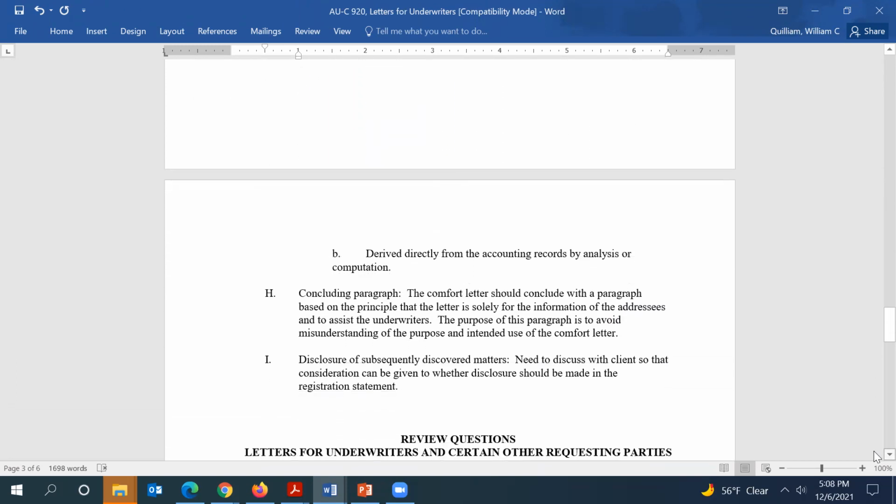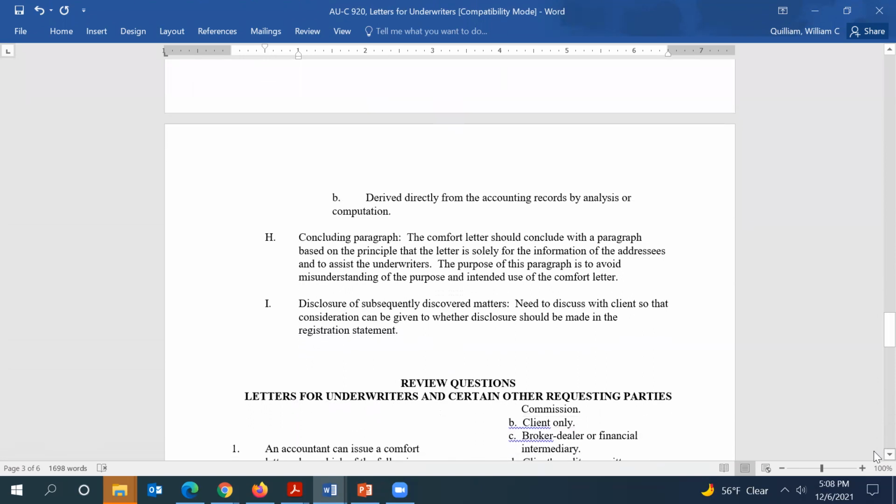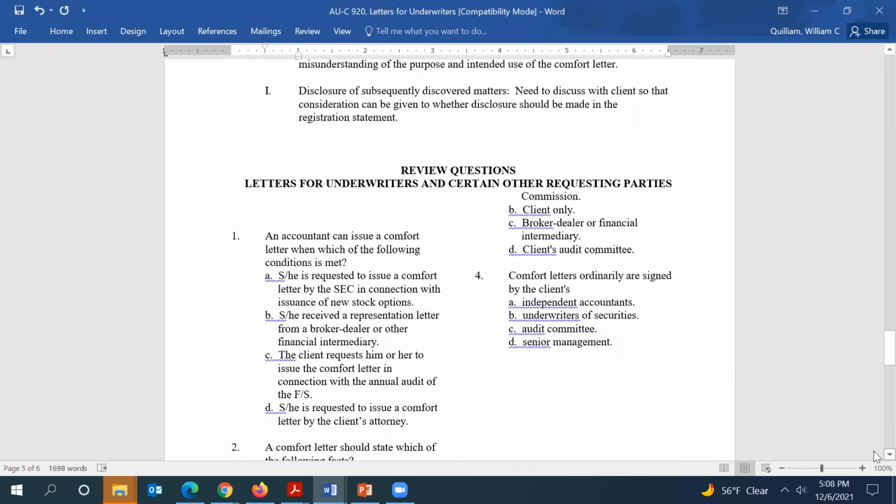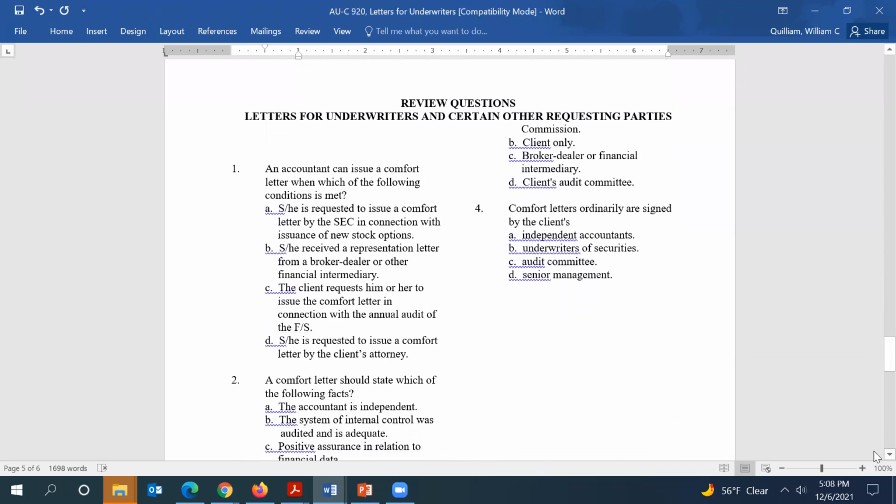There's various types of information that gets into too much depth. Okay. Any questions on letters for underwriters? Well, just a few review questions here if you'll do those for homework. And the solutions, by the way, are in the files for you under Files on Canvas.